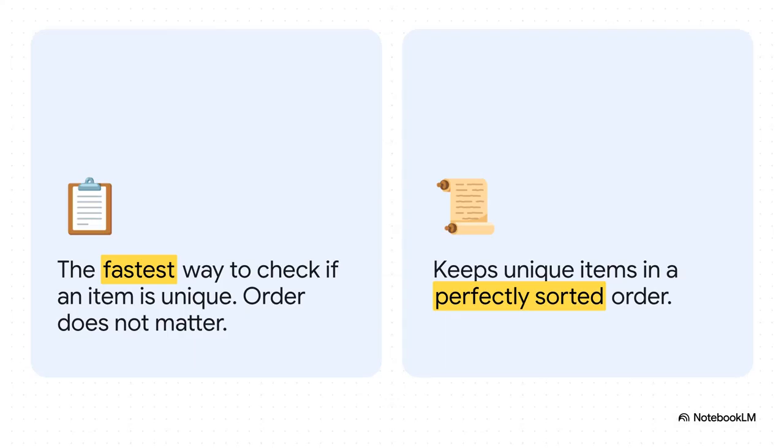And just like lists, sets have different styles. A hash set is like a bouncer's clipboard at the door. It's a bit messy, the order doesn't matter, but it is the fastest possible way to check: is your name on the list? A tree set, though, that's more like a formal, alphabetized seating chart for a fancy dinner. It also makes sure everyone is unique, but it keeps all the names in perfect sorted order.